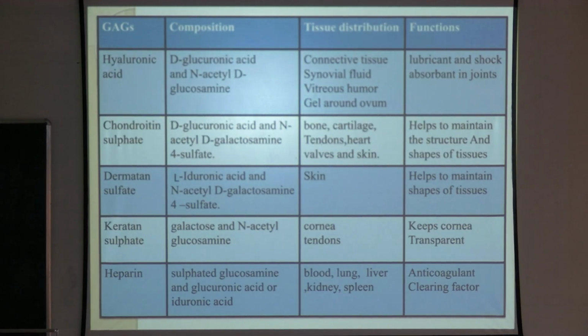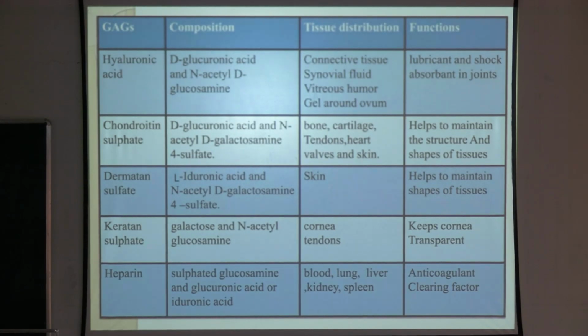Here are a few important glycosaminoglycans, their composition, the tissue distribution where they are found, and their function. So, how to remember the names of glycosaminoglycans? Six glycosaminoglycans are there. Another one is left, that is heparan sulfate. It is similar to heparin, but sulfur groups are more in number. And heparin is intracellular.